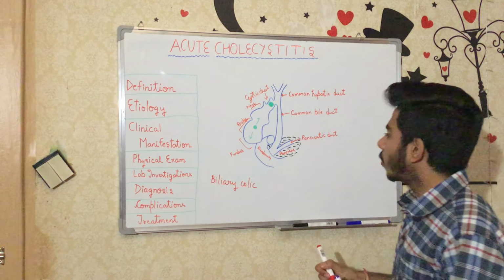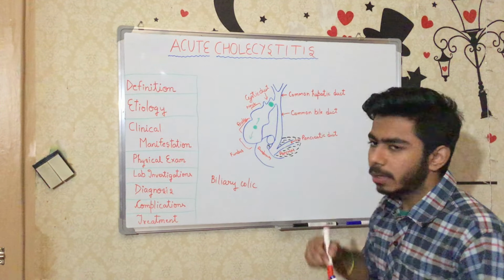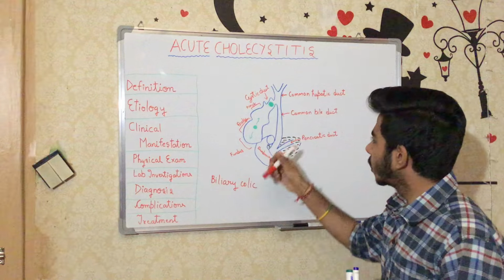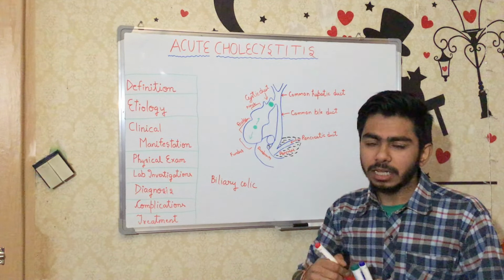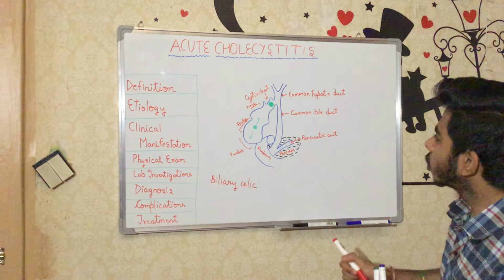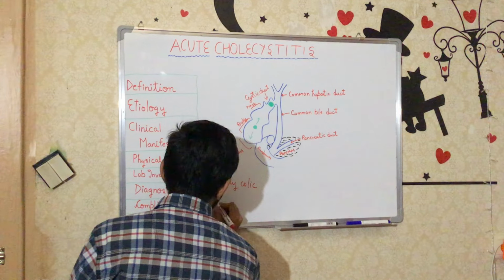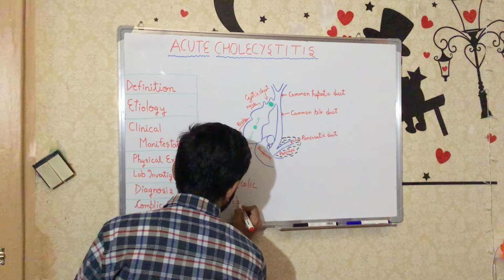However, this was biliary colic: if the stone is in the gallbladder, under the influence of cholecystokinin it can obstruct the cystic duct and the patient will start feeling pain. But in the situation of acute cholecystitis, what will happen?